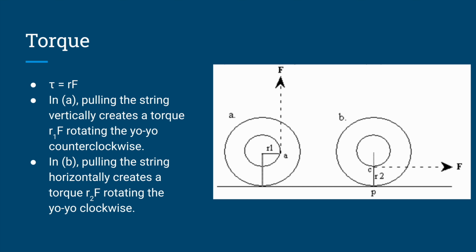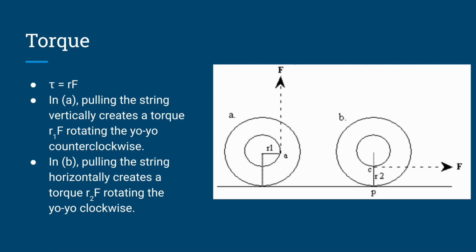Another concept involved is torque. It is the measure of the force that can cause an object to rotate about an axis. This is demonstrated with the equation torque equals R times F. R is the distance from the pivot to the point where the force is applied, and F is the force.